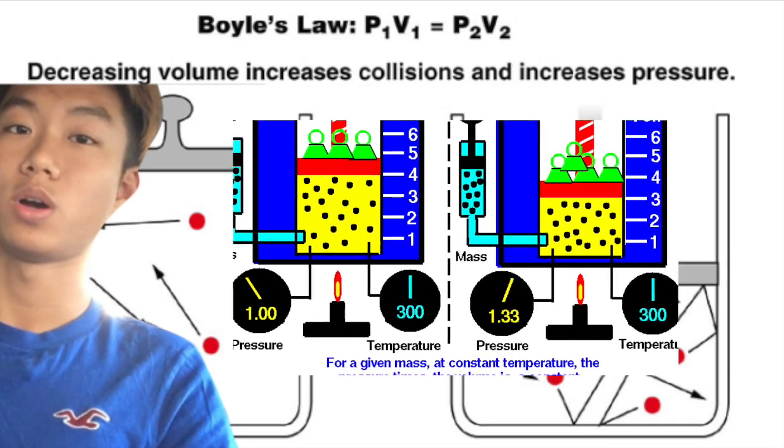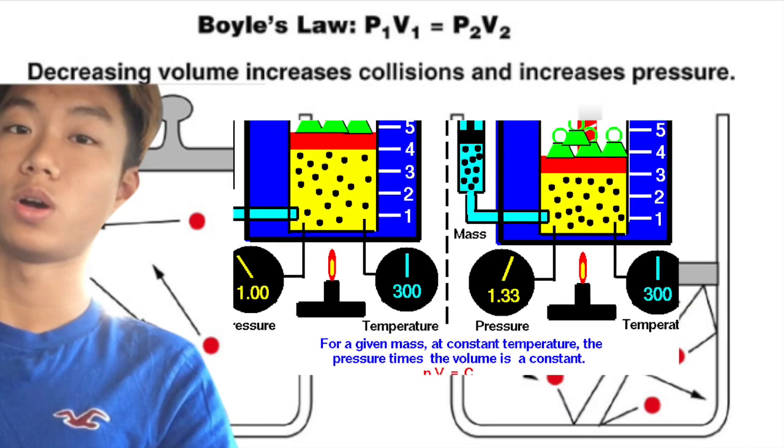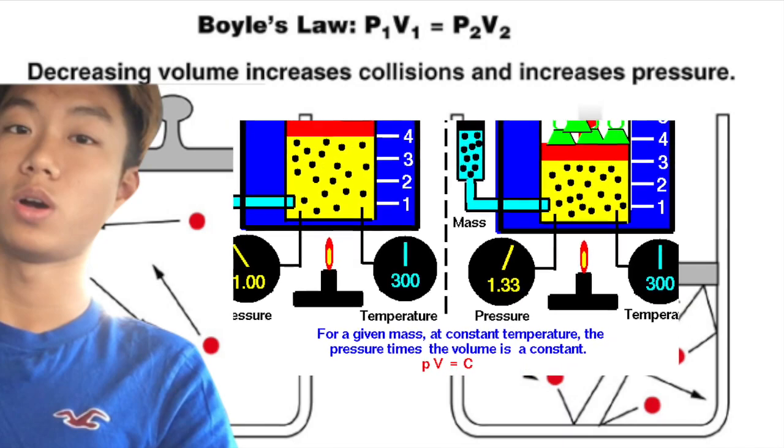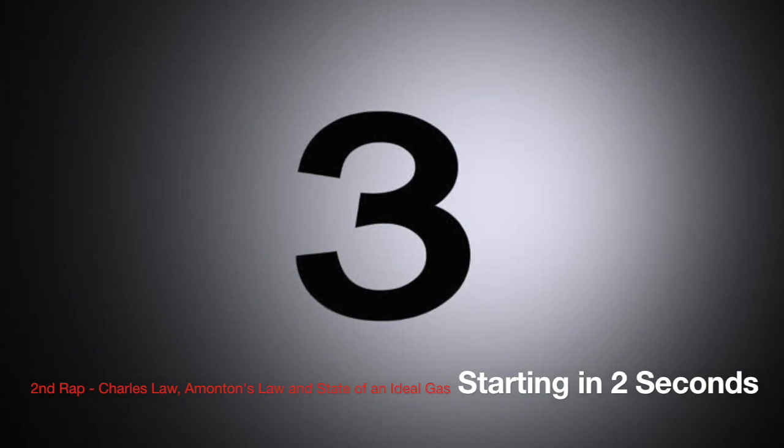In Boyle's law, at a constant temperature and with a fixed quantity of gas, pressure is inversely proportional to volume. 3, 2, 1, go!